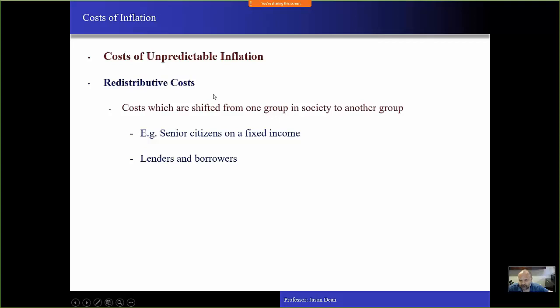So, for example, if you have senior citizens on fixed incomes, then if you have unexpected inflation, they will lose out because their income is fixed, and so it's not going to increase with that inflation, and so their purchasing power is going to fall.